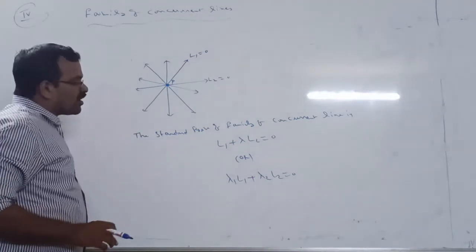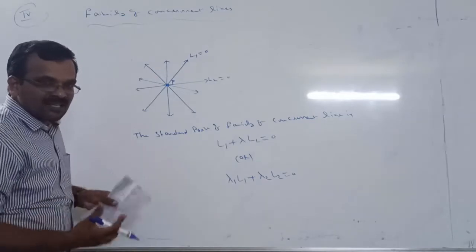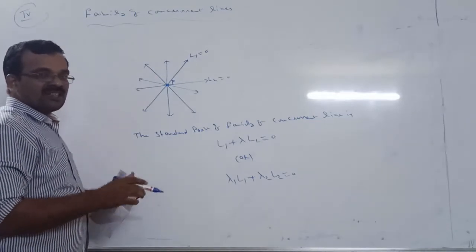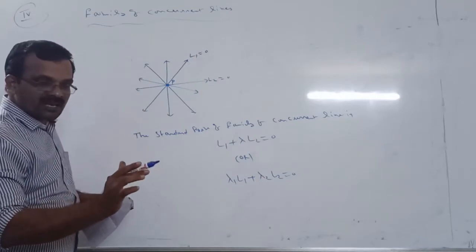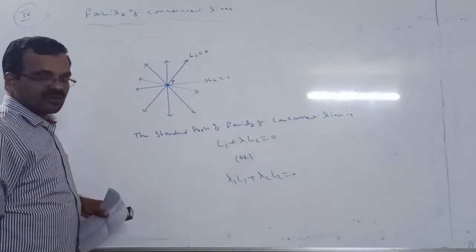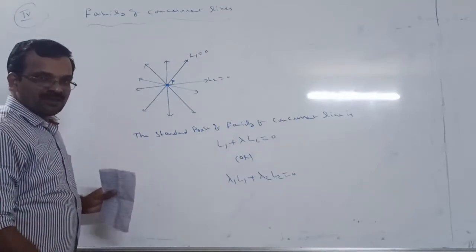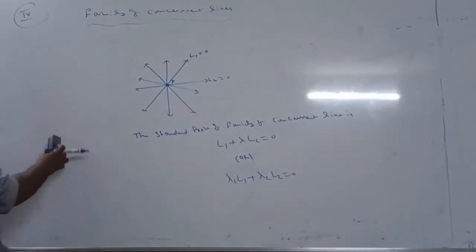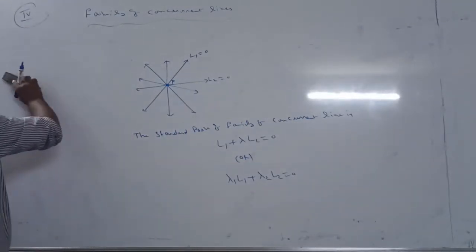If three lines are concurrent, we have a direct formula. If three lines are concurrent, the determinant formed by the lines is always 0. That will be known to everybody. Now see some questions in the concept of family of concurrent lines.